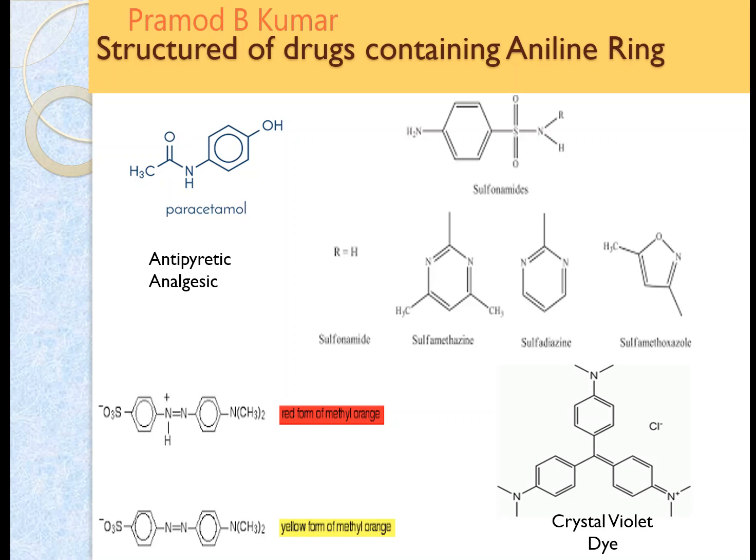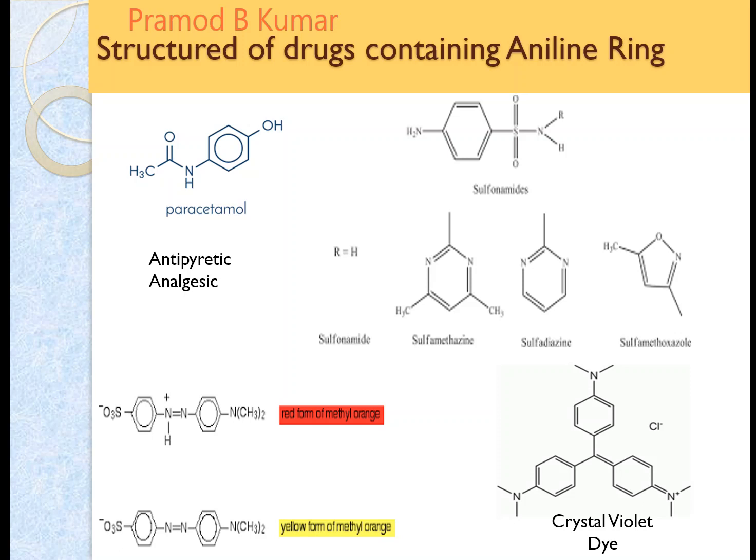Some of the other examples, see this crystal violet dye, they are used as a dye as well as for their antimicrobial properties. So if you can see, it is an N,N-dimethyl aniline which is fused to another N,N-dimethylamine. So these are used as a dye as well as an antimicrobial agent in various preparations.